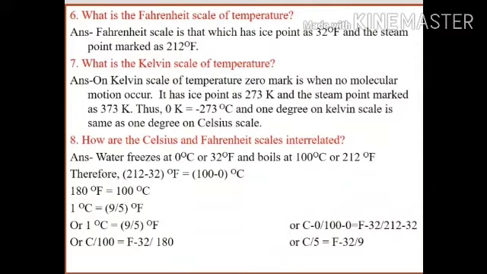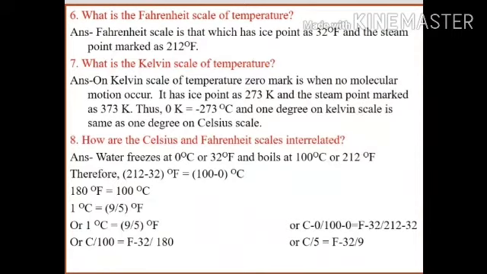Question number 7, what is the Kelvin scale of temperature? Answer is, on Kelvin scale of temperature, 0 mark is when no molecular motion occurs. It has ice point as 273 Kelvin and the steam point marked as 373 Kelvin. Thus, 0 Kelvin equals minus 273 degree centigrade. And 1 degree on Kelvin scale is same as 1 degree on Celsius scale.